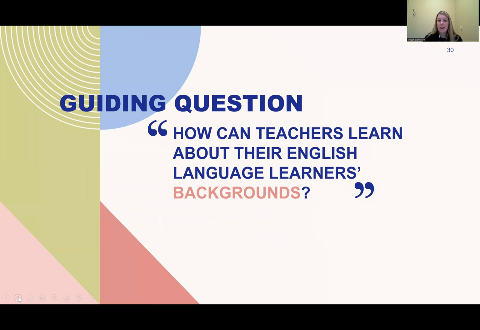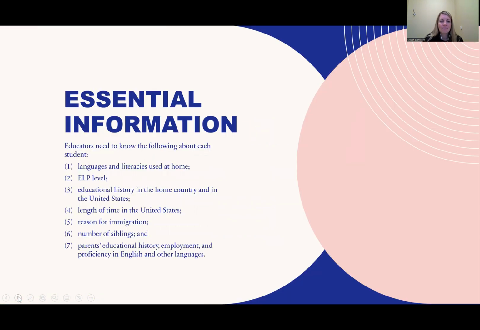Our next guiding question is, how can teachers learn about their English language learners' backgrounds? So we need to know the following about each student as teachers. What languages and literacies are used at home? What is their English language proficiency level? What is their education history in their home country as well as the US? How long have they been in the US? What was their reason for immigration? What are their siblings like? Are they in school? And also, what is the background of their family's educational history and their family's proficiency in English and other languages?